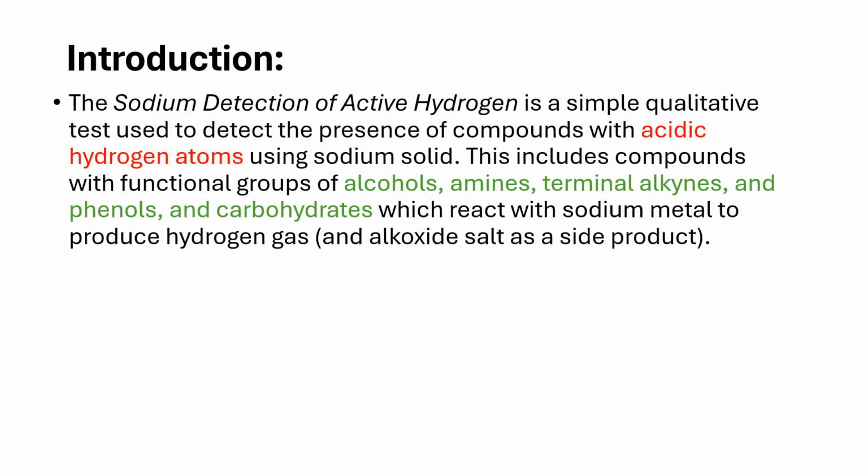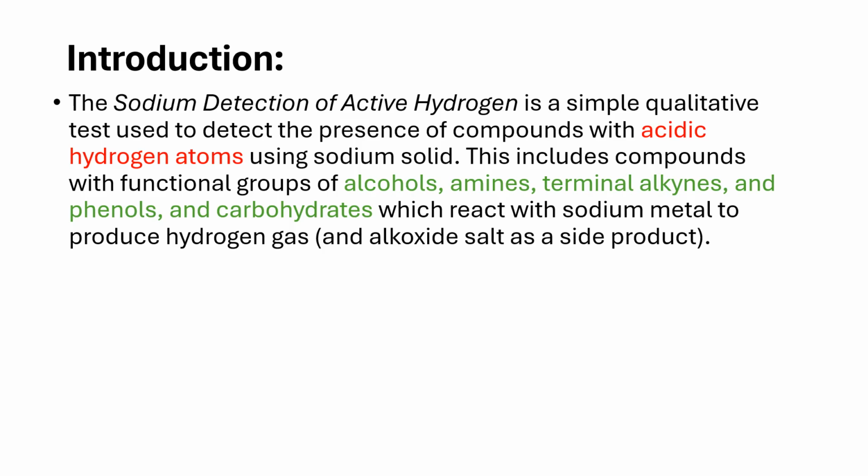So what is this experiment about and what's its aim? This is a simple and qualitative experiment that's used to detect the presence of compounds with acidic hydrogen atoms, or what's called active hydrogen atoms, using solid sodium. The sodium is the same one that we used previously in the sodium fusion test. This includes compounds with functional groups of alcohols, amines, terminal alkynes, phenols, and carbohydrates, which react with the sodium metal to produce hydrogen gas and an alkoxide salt as a side product.